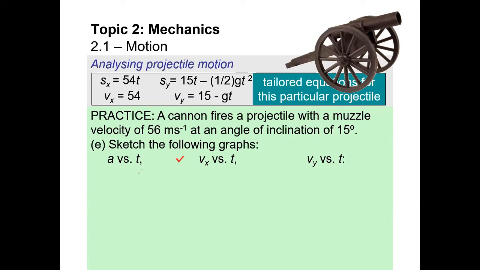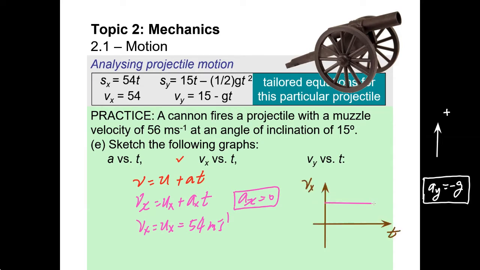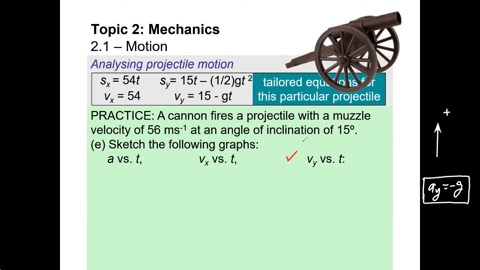Velocity in x component versus time. Let's write it down. The formula v equals u plus at. X component: acceleration in x component equals 0. So that gives us Vx equal to Ux, which is the initial velocity in x component, 54. So our graph is going to be: velocity in x component is constant, and the value is 54.